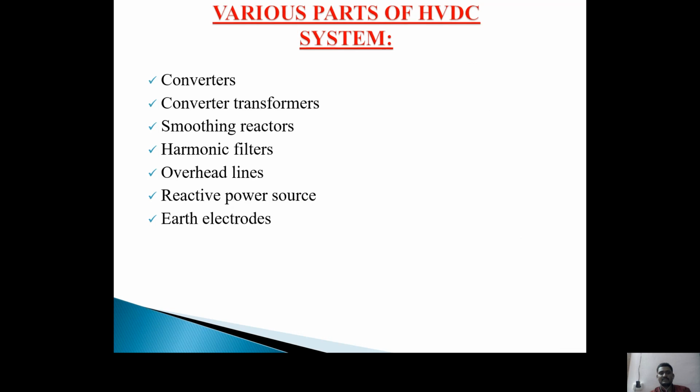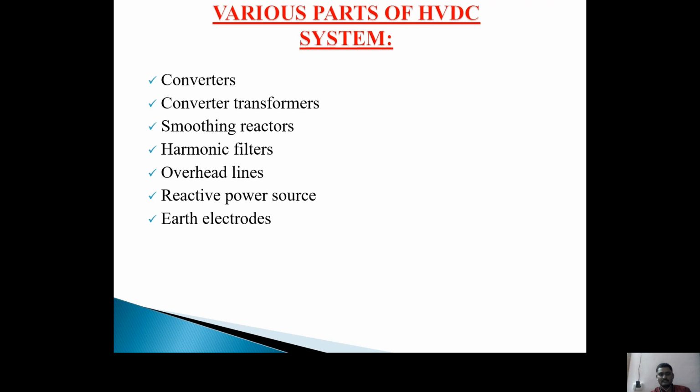Coming to the various parts of HVDC system, the first part is converters, either a rectifier or inverter. The second part is converter transformers, and next, smoothing reactors. This smoothing reactor is also called a current limiting reactor. Next, harmonic filters, which include AC and DC filters. Next we have overhead lines, reactive power source, and earth electrodes. These are the various parts of HVDC system. I will explain one by one in detail. Firstly, I will take the converters.